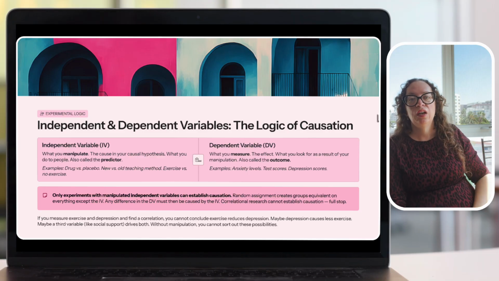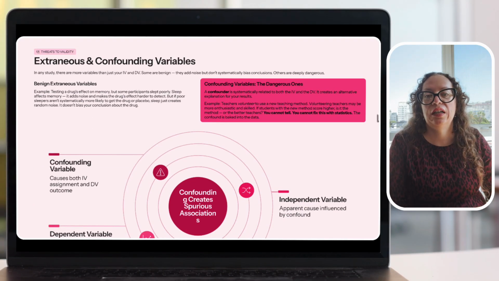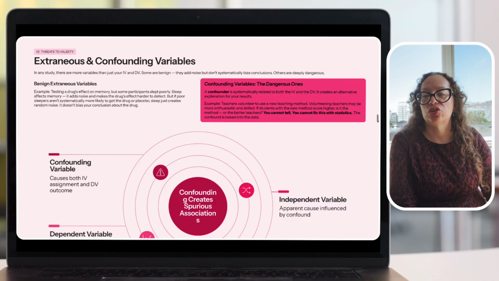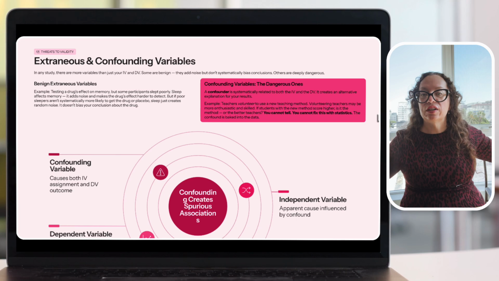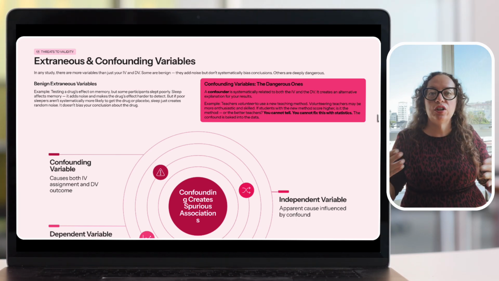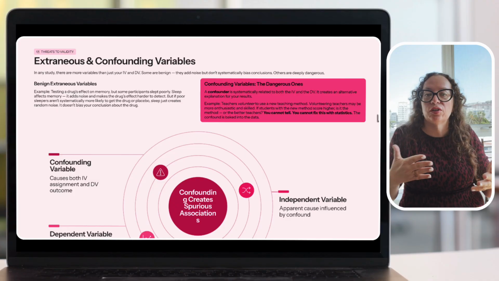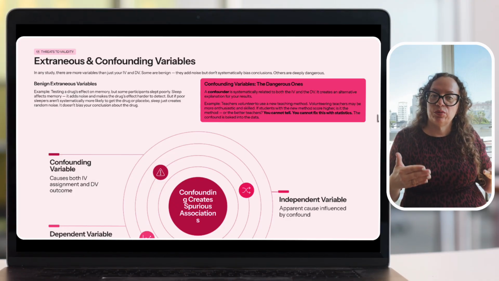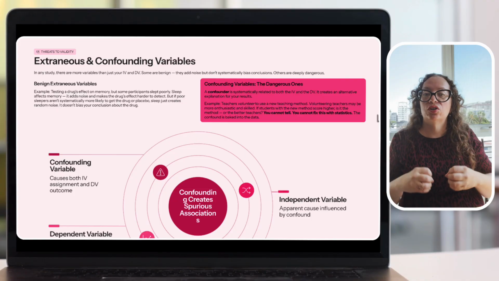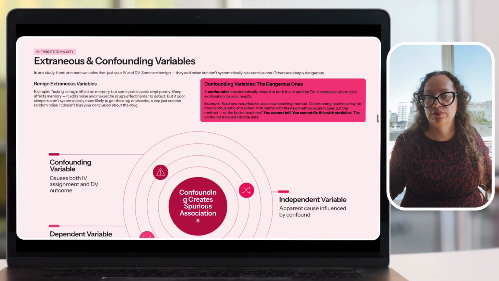Okay. Now let's talk about variables that can mess things up. In any study, there are more variables than just your independent and dependent variables. There are extraneous variables, all the other things that might affect your results. Some extraneous variables are benign. They add noise, make your measurements messier, but they don't really mess up your conclusions. But some extraneous variables are dangerous to your research. They're called confounding variables, and they can completely undermine your conclusions.